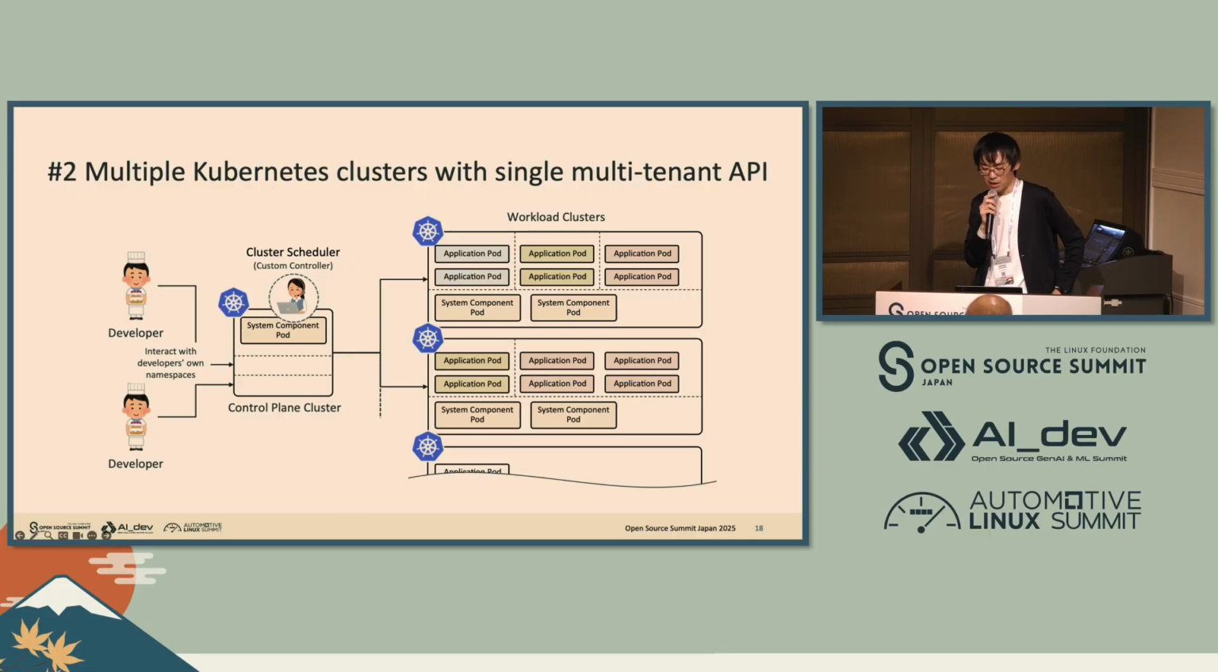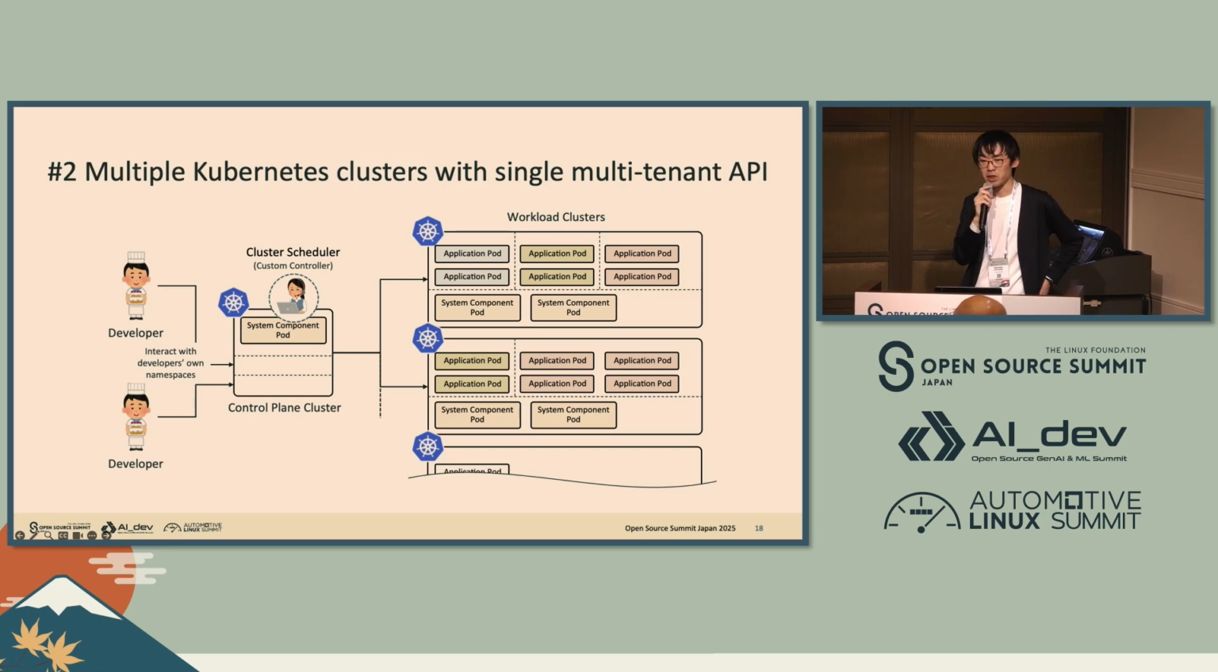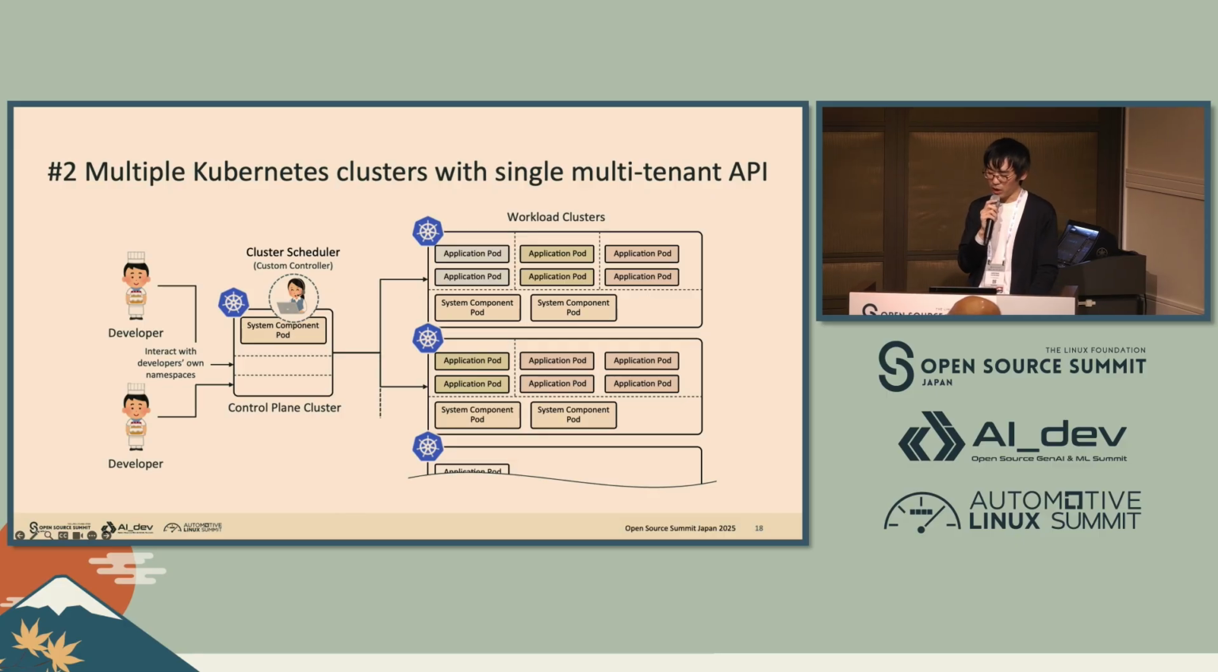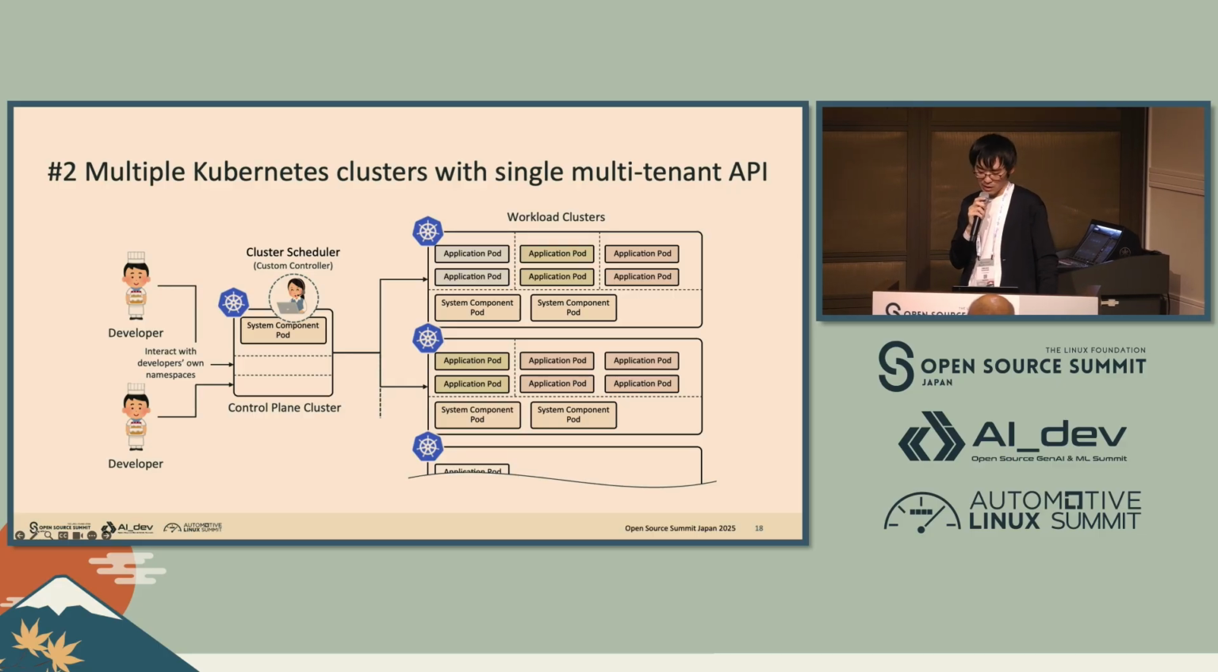In the multi-cluster model, an example of the architecture looks like this slide. Users access a single control plane cluster to deploy or manage their applications. And a cluster scheduler on the control plane decides which workload cluster will run each application. Behind the control plane, we have multiple workload clusters, and each workload cluster hosts the actual applications for the tenants. And a single workload cluster can run applications from multiple tenants.